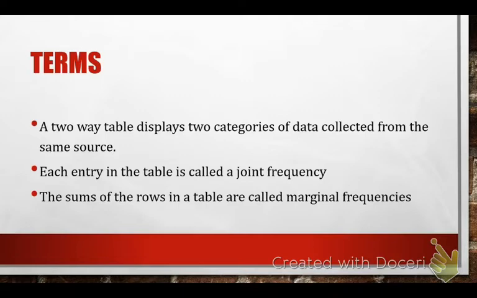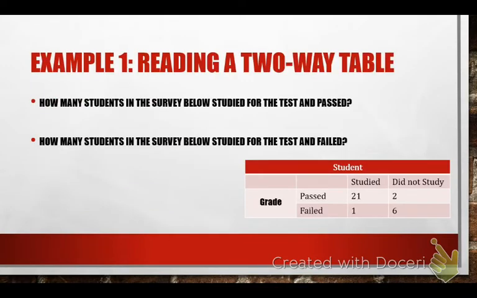So the marginal frequency is the sums of the rows in the table. So it's the actual sum. So that's the difference. All right, everybody got your blanks? Okay, so let's look at a two-way table.